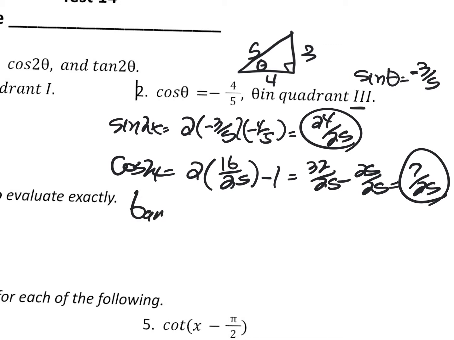And then tangent 2x. Tangent, remember, sine over cosine. So I'm going to put 24/25 over 7/25. The 25s would cancel. I get 24/7. And there you go. Number 2. That took a little while.